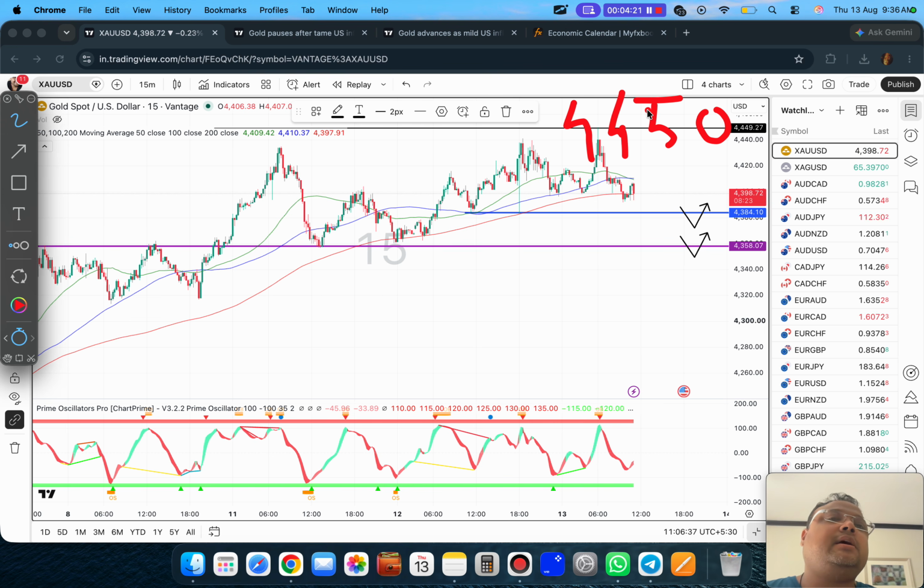But personally, I prefer to follow the trend of the market, where the trend of gold is overall mildly bullish. I do not want to go for a sell, but if you are a day trader and you feel that there can be a selling opportunity at 4450, it's up to you. But at this moment, I do not see any breakout opportunity as well.